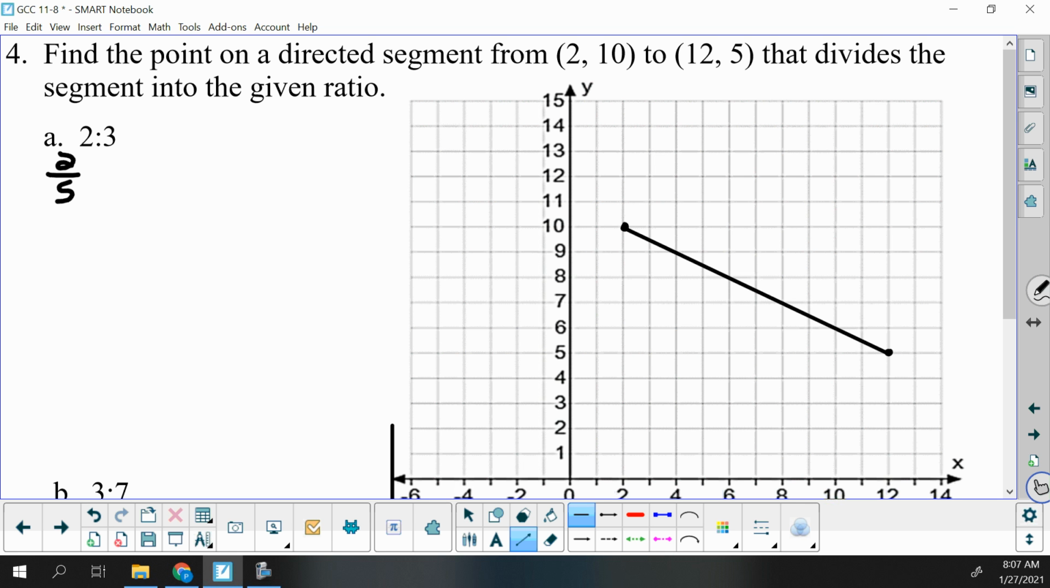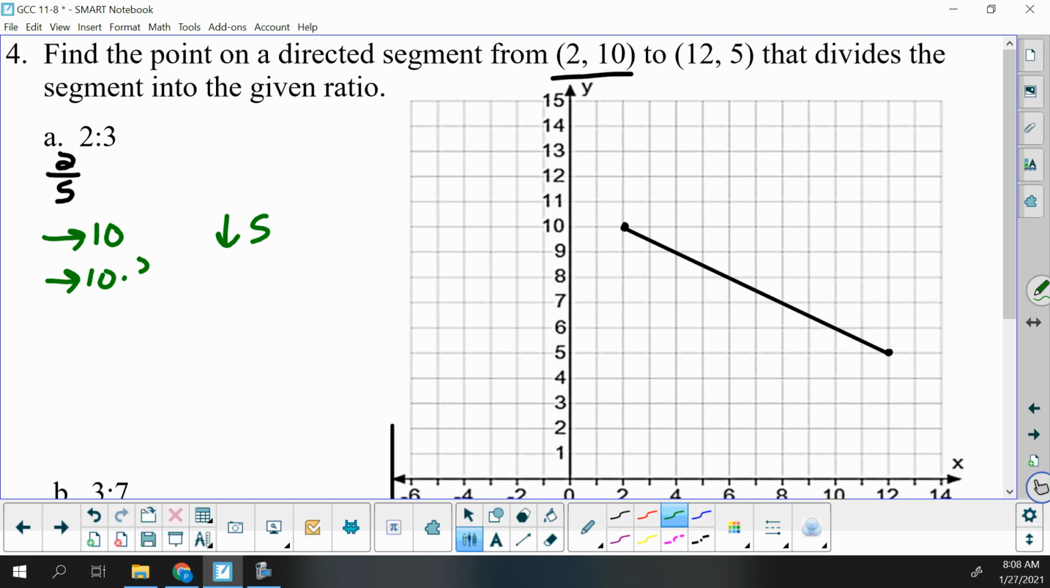Once you identify that 2/5 and the fact that we're starting from (2, 10), then it's just very similar to what we've been doing the past couple days, or the past day or so. So with our point, from 2 to 12, you're moving right 10. And from 10 to 5, you're moving down 5. Well, we want to do 2/5 of each of those. So we'll multiply them each by 2/5. When we multiply those, we end up getting 4 for this one and 2 for this one.